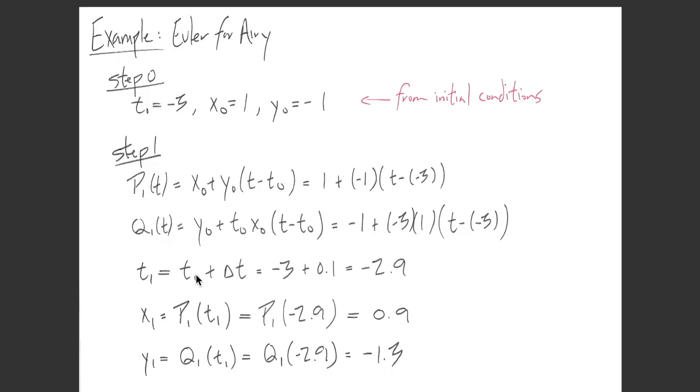So t1 is my t0 plus my delta t value, so that's negative 3 plus 0.1, that's negative 2.9. x1 is what I get when I plug t1 into p1. So I'm doing that right here. That turns out to be 0.9 once you crunch the numbers. And for y1, I'm plugging t1 into q1, and that gives me negative 1.3. All right, once I've got t1, x1, and y1, I'm ready to go to the next step. So let's go to step 2.